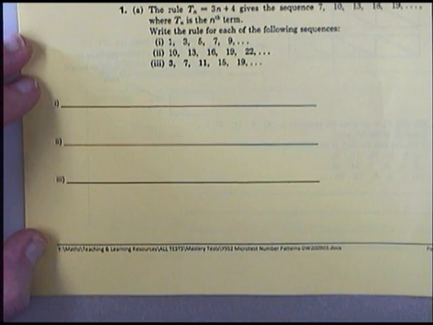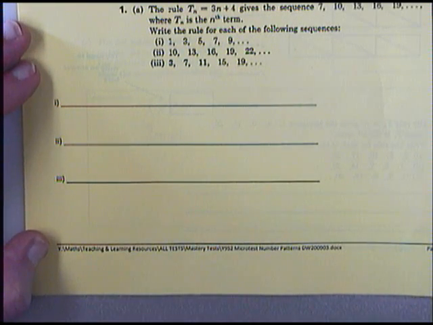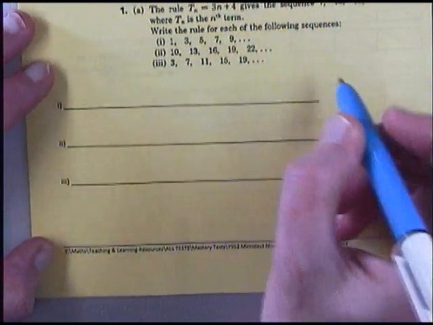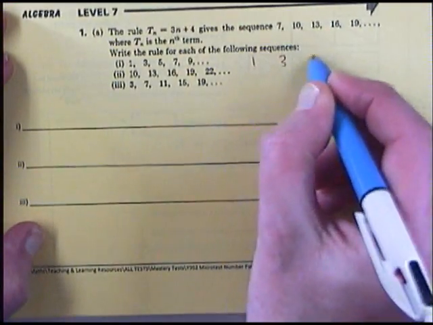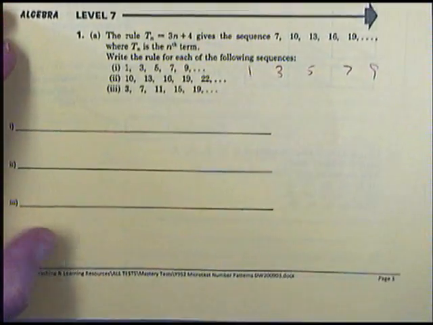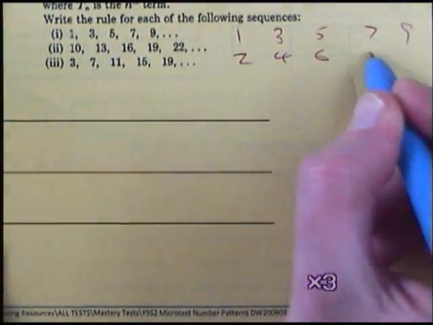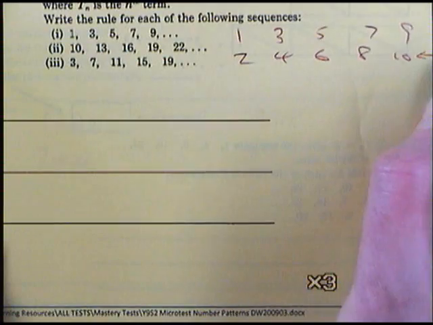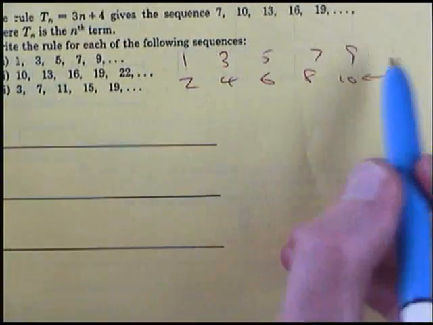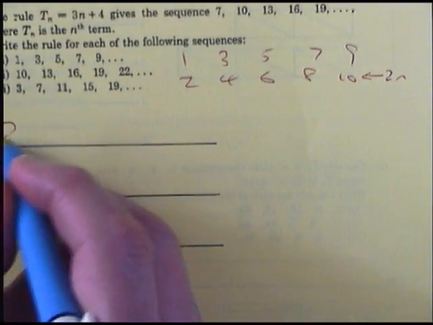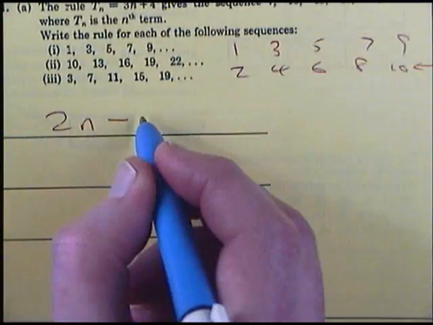Right, level 7, the first one. The number pattern you've got, 1, 3, 5, 7, 9. Those numbers are going up in 2s. You write the 2 times table down. That row is 2n. You are taking 1 away. Here it's 2n, take away 1.